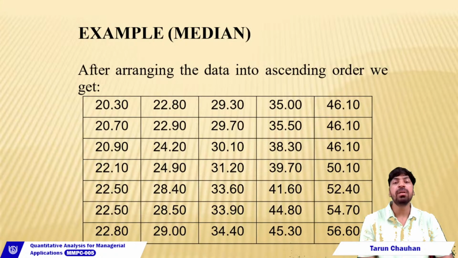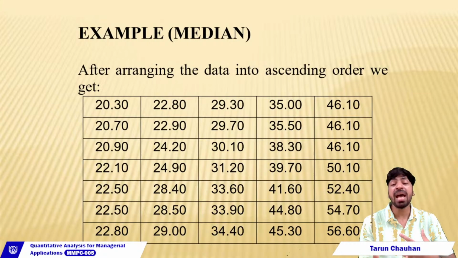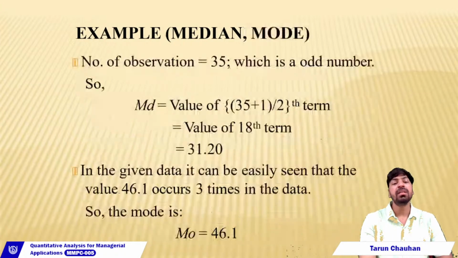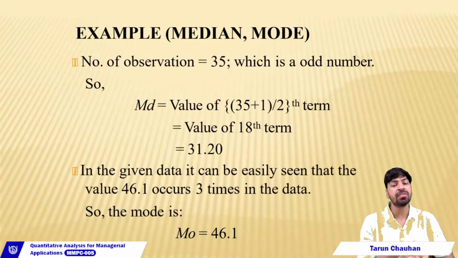46.10 is called the mode. Why is it called the mode? Because the same value comes 3 times. What is the mode exactly? The mode is the value which occurs the maximum number of times. So the mode is 46.10. In the given data, you can easily see that the value 46.10 occurs 3 times, and that value is called the mode.